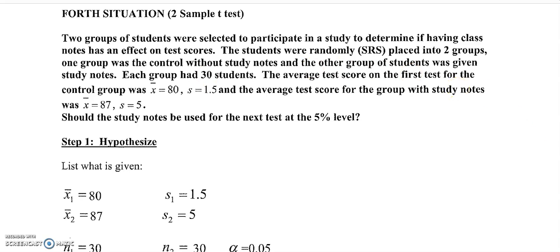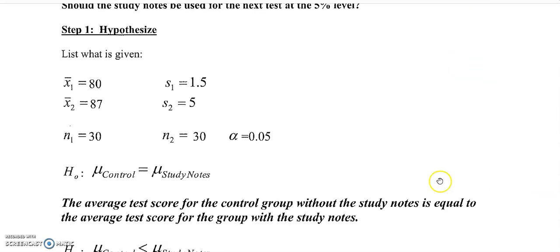So again, to review what's given, the first group without the study notes, x bar is 80, standard deviation of 1.5, and it has 30 students in it. The second group with the study notes had an average of 87 with a standard deviation of 5, and that also had 30. The two groups do not have to be the same. In this case, they both have the same sample size, but they don't have to be. And we're doing this at 0.05.